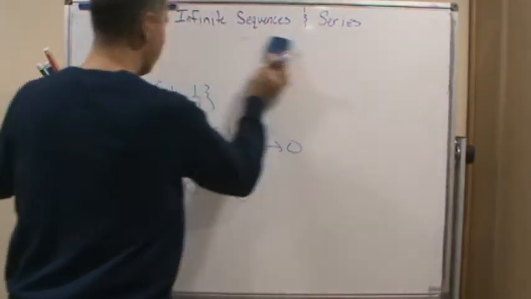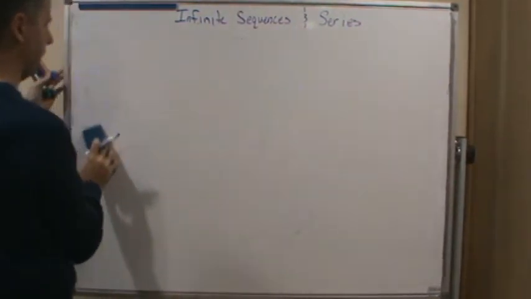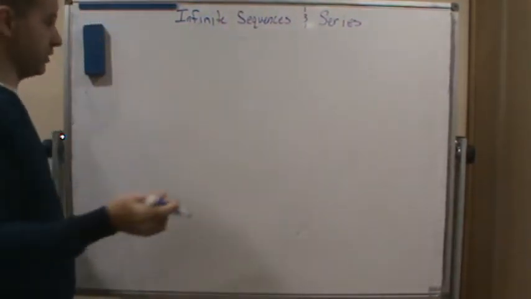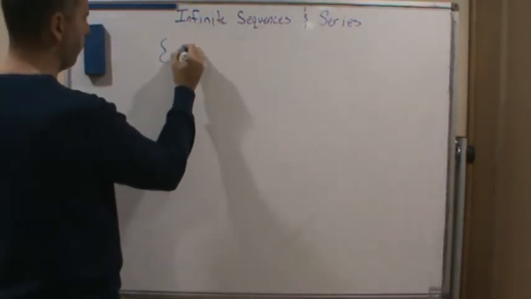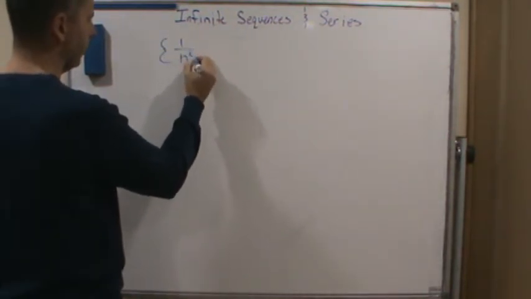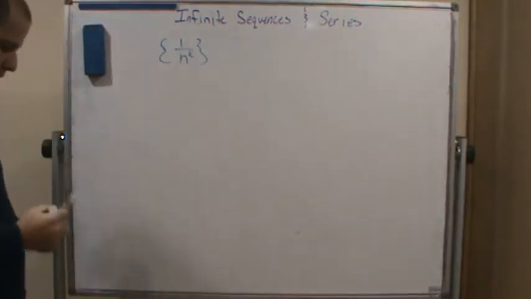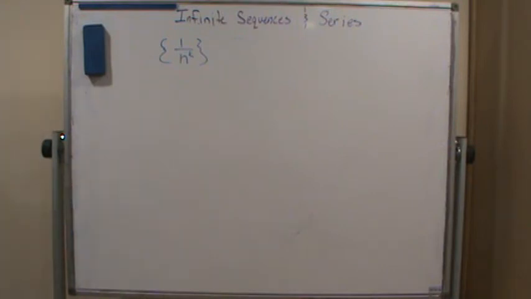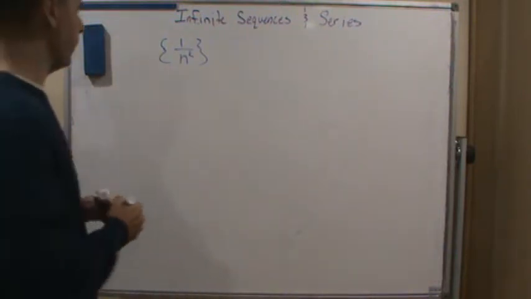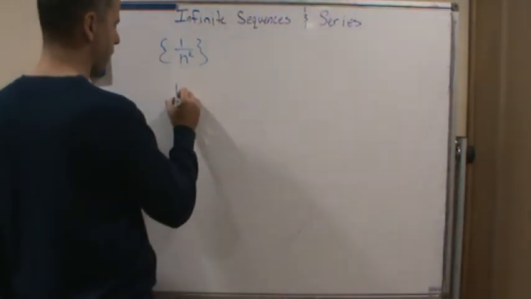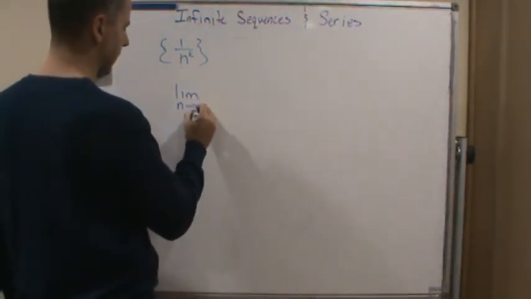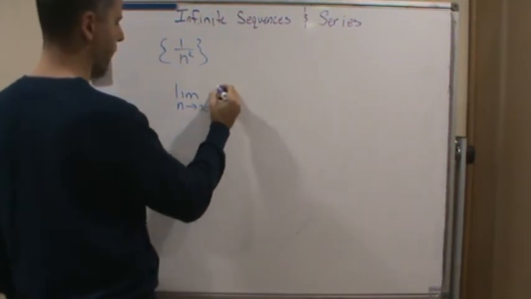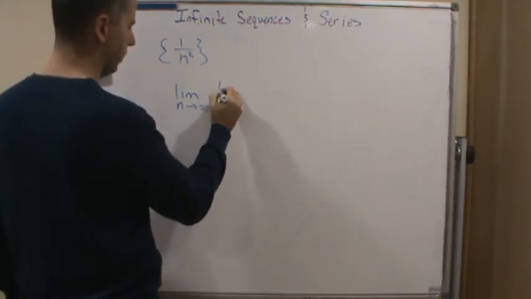Furthermore, we know that any power of that then converges to 0. So then we also know that 1 over n to the k, for any positive integer k I should say, will be 0.